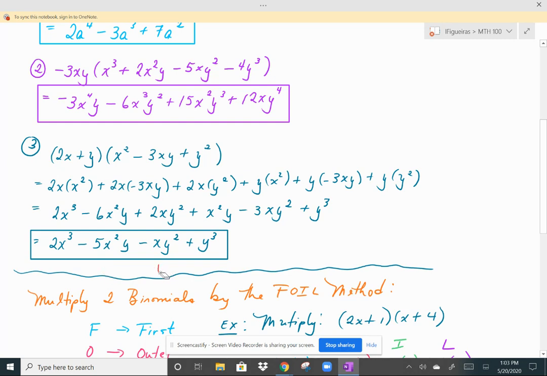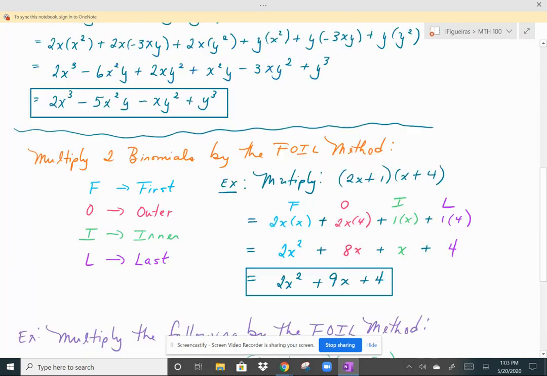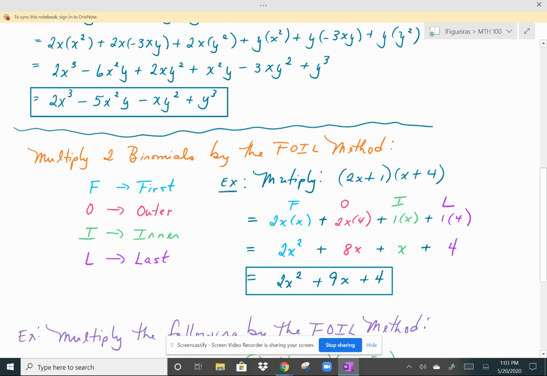All right, so let's move on to multiplying two binomials, a binomial times a binomial. In that case, we're going to use something called the FOIL method. FOIL stands for first, outer, inner, and last. Now I color-coded it so that I could show you the example here on the right. So here are my two binomials that I'm multiplying.